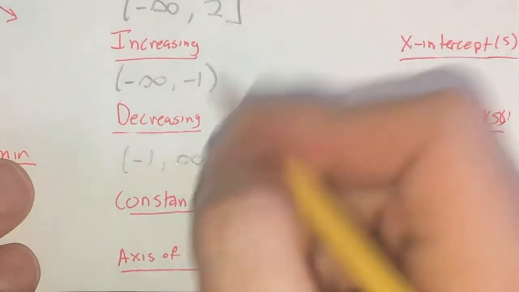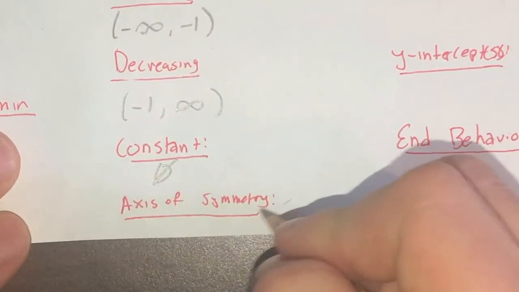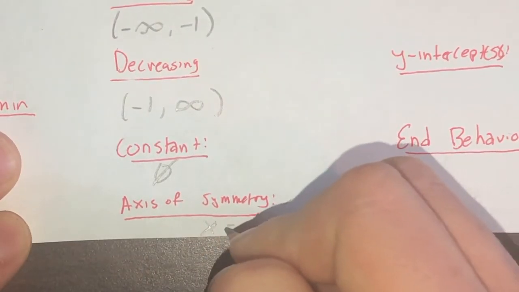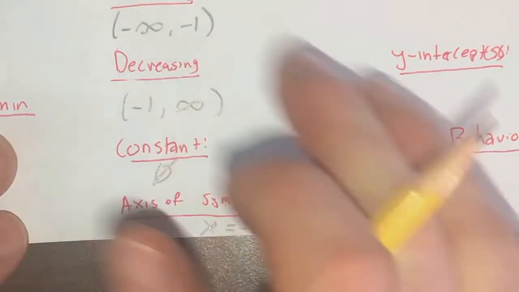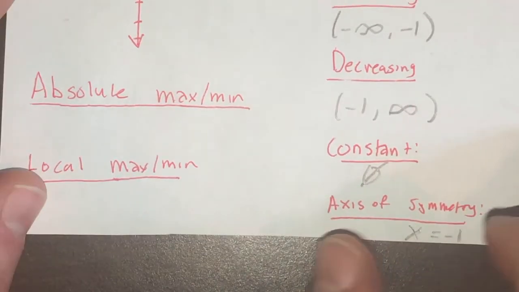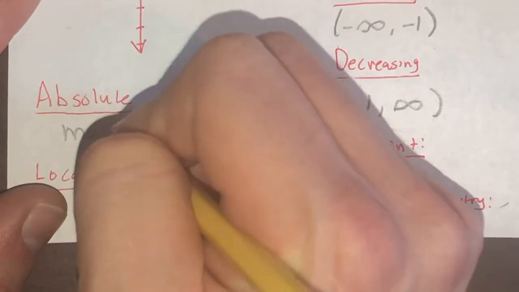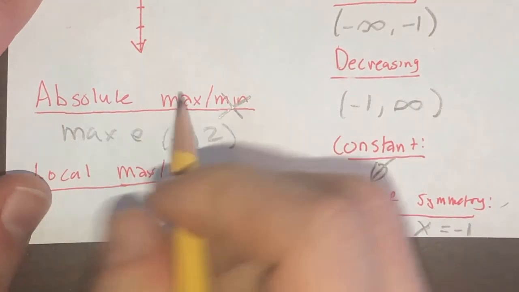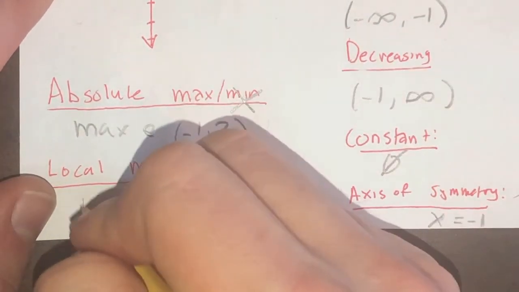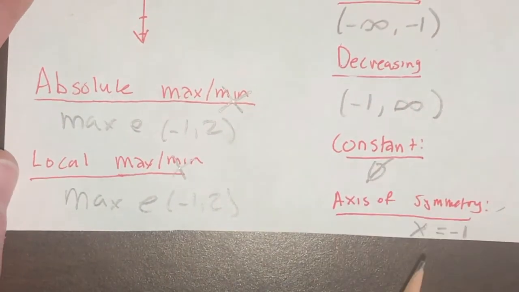Okay? Where is it constant? Nowhere. Does it have an axis of symmetry? Yes. Its x equals negative 1. Remember, in this case, it's always an x because it's an up and down. All right, any absolute maxes or mins? There's no min, but there is a max. Okay, and that's the vertex, (-1, 2). And there also happens to be a local max. Positive. Where is it positive?